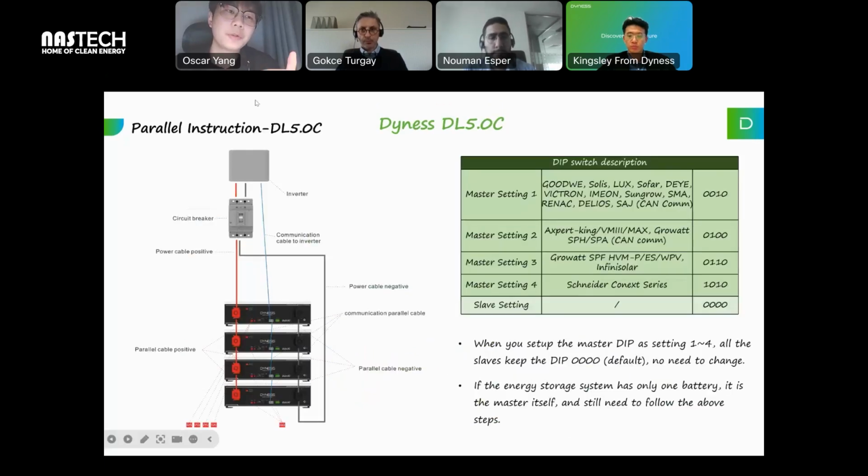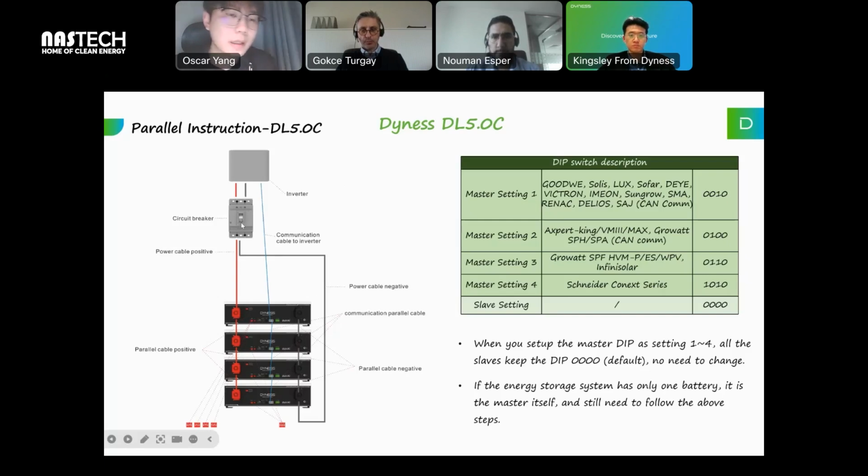So this is how you do a parallel connection for DL5.0C and also for BX51. They are the same. If you want to install such a system, you have to remember several points. Number one, you have to connect the communication first, and then make the ground connection, and then you can connect the power, positive and negative, to a DC breaker.